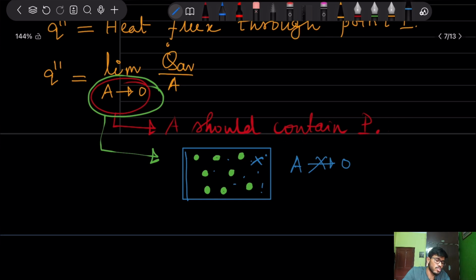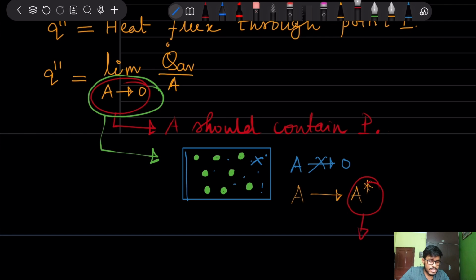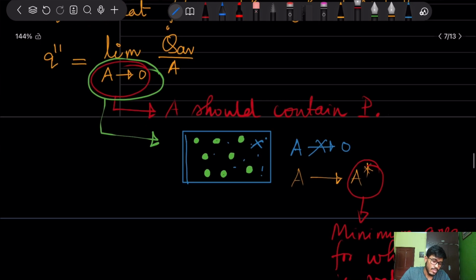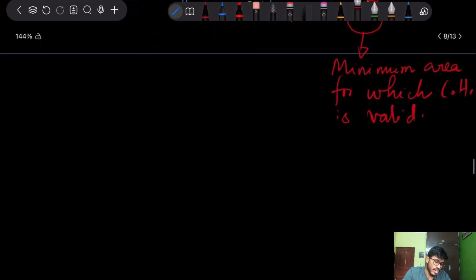Then what should we do? The actual thing will be A tends to A star. Now what is this A star? A star is the minimum area for which the continuum hypothesis is valid. Okay, this is the A star. So the definition is, I am writing the final statement and the definition.